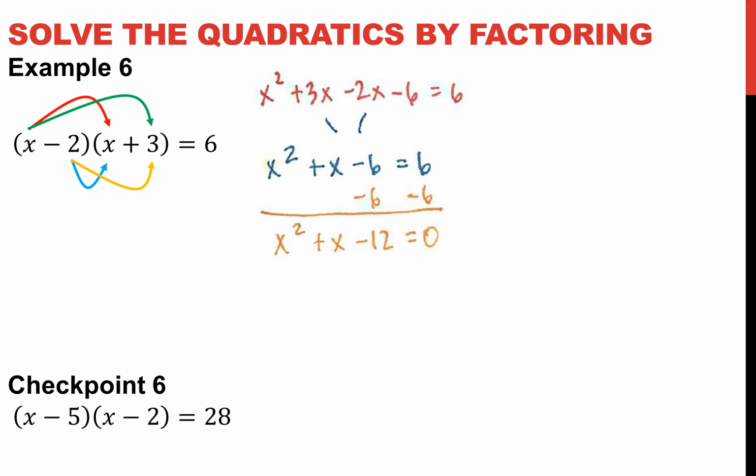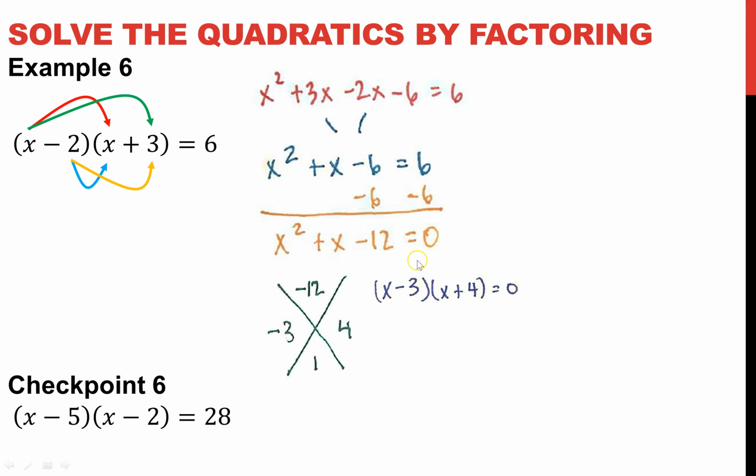Say it with me. The same signs, add them up. All right, there you go. It's negative 12. And now it's equal to 0. So I use my x to factor, and the only two numbers that multiply to negative 12 but add up to positive 1 are negative 3 and 4. So I know that my factored form is x minus 3 times x plus 4 equals 0.